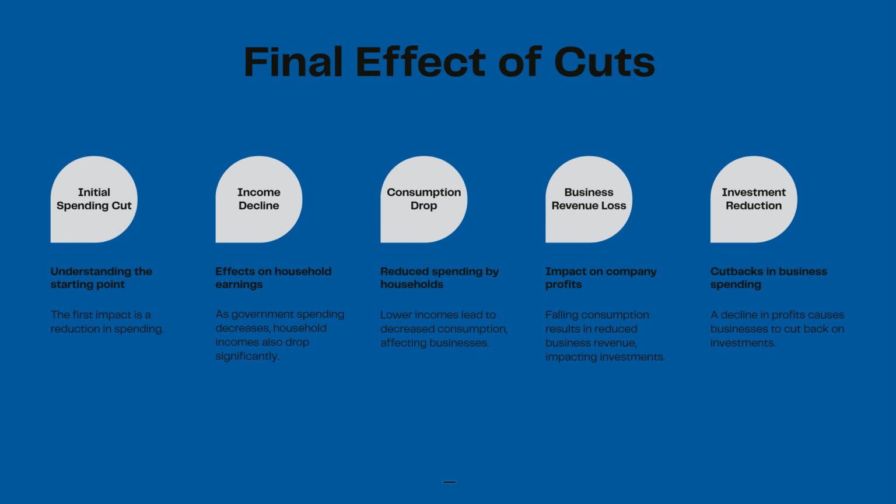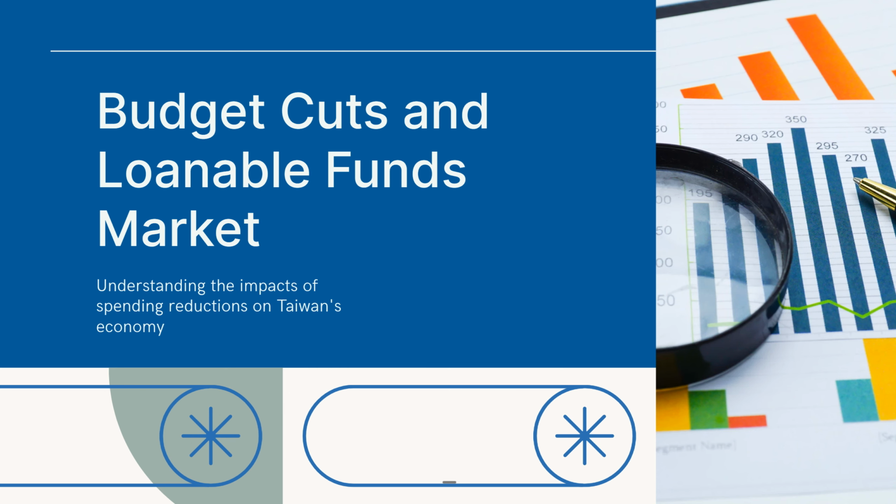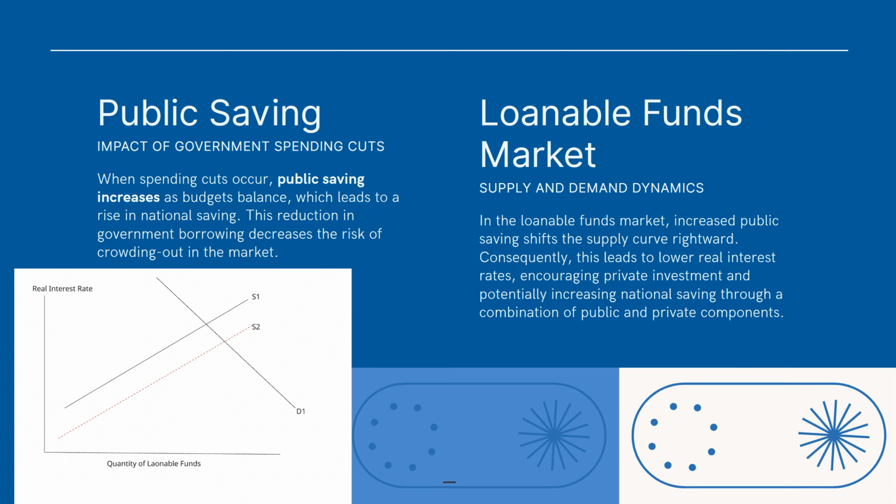From a fiscal perspective, spending cuts increase public saving by reducing the deficit. This shifts the supply of loanable funds to the right, which lowers the real interest rate and encourages more private investment. The diagram shows how increased supply of funds lowers the interest rate, allowing for more borrowing by households and firms. It can potentially counteract the contraction in aggregate demand.